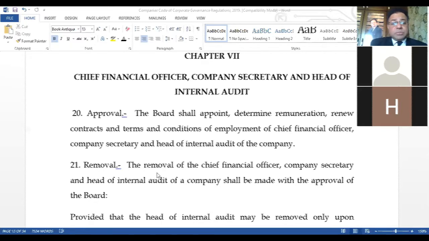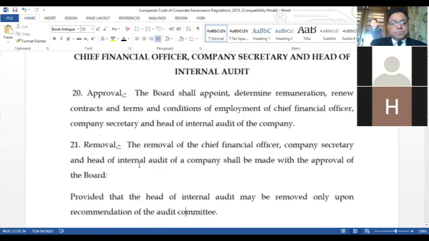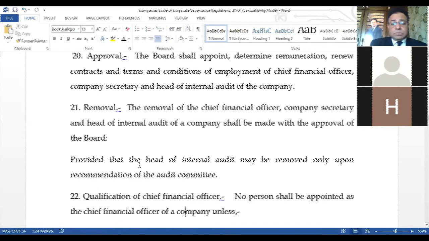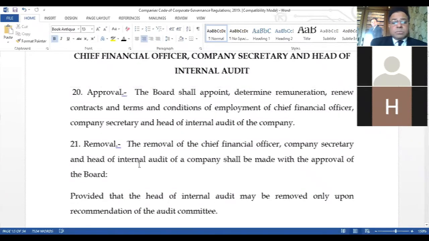Let me invite Ms. Hira Nadeem to share Regulation 21 with the participants. Ms. Hira, please. Sure, sir. So Regulation 21 is about the removal. It says the removal of the Chief Financial Officer, Company Secretary, and Head of Internal Audit of a company shall be made with the approval of the board, provided that the Head of Internal Audit may be removed only upon recommendation of the Audit Committee.